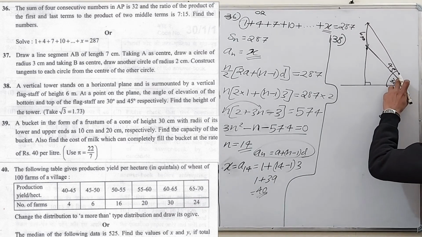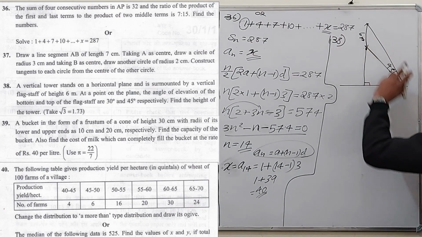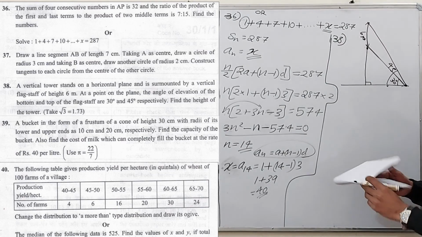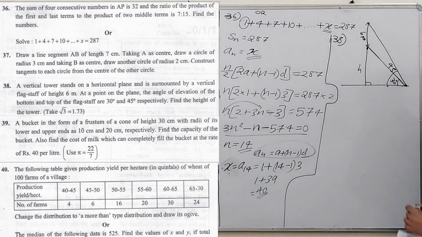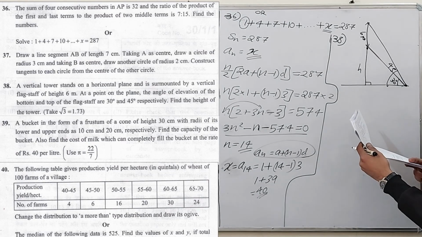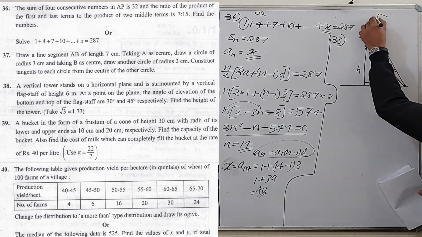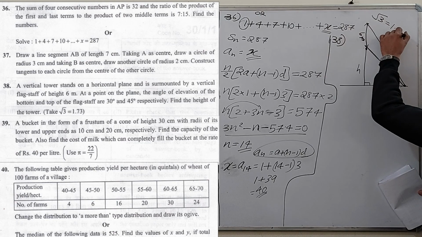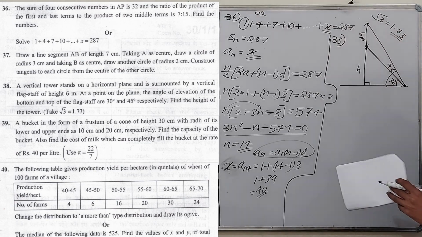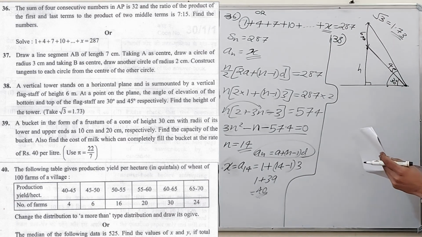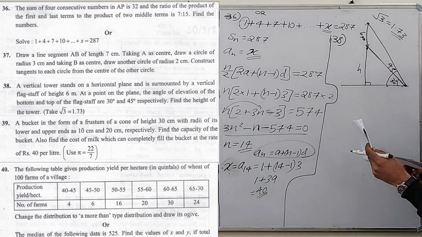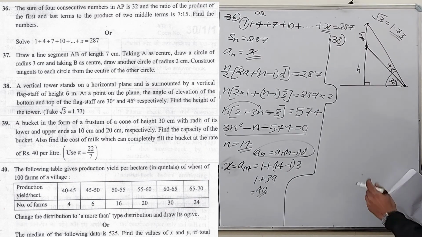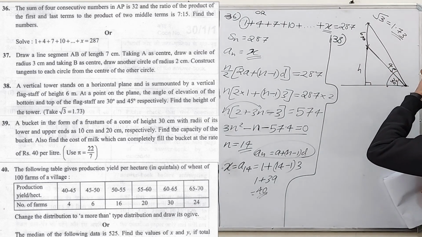Angle of elevation of bottom is 30 degrees, angle of elevation of top is 45 degrees. Then find the height of the tower, that means this h we have to find. Here, root 3 is equal to 1.73. We have to substitute the value of 1.73. Nothing else is given. Find the height of the tower. So here we have to find the height of the tower.